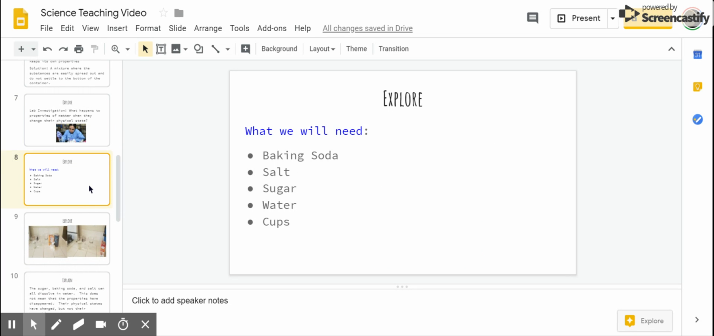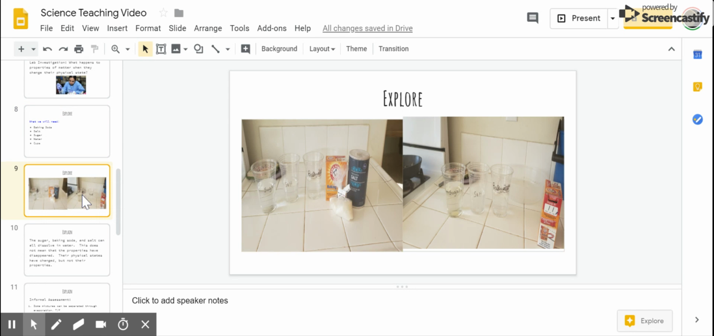So the materials that we will need to use to explore will be baking soda, salt, sugar, water, and cups. As you can see, we have our 3 cups labeled with our materials that we will actually pour into the cups and see what happens. So as you can see to the right, the materials are poured into the cups and they've pretty much dissolved. The water still remains clear. The sugar is still taking a little time to dissolve here.